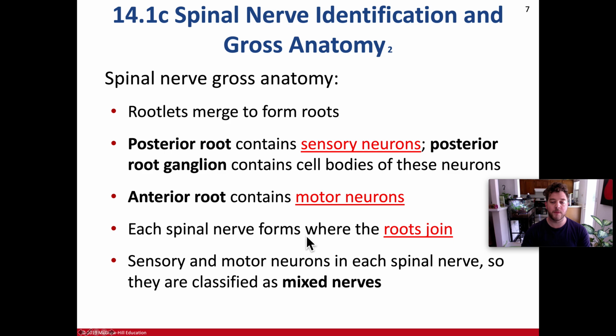Each spinal nerve forms where the roots join. So when we actually talk about naming a spinal root, it is both the anterior and the posterior sections, both the sensory and the motor sections. So spinal nerves are all mixed nerves. And I think that's important to remember, because we do get so hung up in dividing and organizing the spinal cord, the spinal nerves and the brain, that it's sometimes hard to remember that these are all part of one big system. So even though we talk about anterior and posterior, sensory and motor, these all interact with each other.